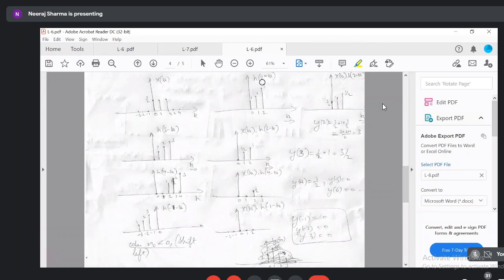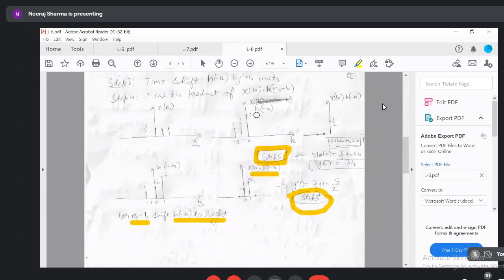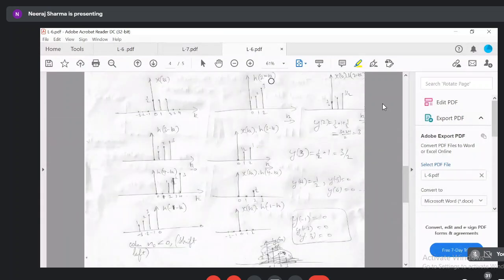So now we are taking n naught equal to 2. As it is greater than 0, h minus k will be shifted by 2 units towards the right hand side. Originally, h of minus k was at minus 2, minus 1 and 0 on the x-axis. So h2 minus k will be at 0, 1, 2 on the x-axis. All 3 samples have been shifted towards the right by 2 units. Next, step number 4 says to find the product of x of k with h2 minus k. So we have found the product of x of k with h2 minus k.